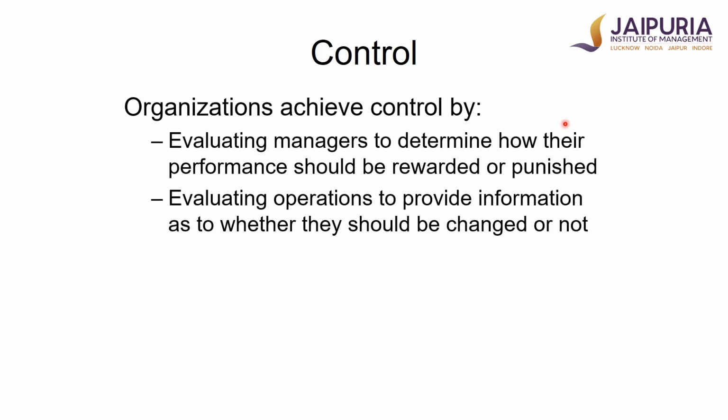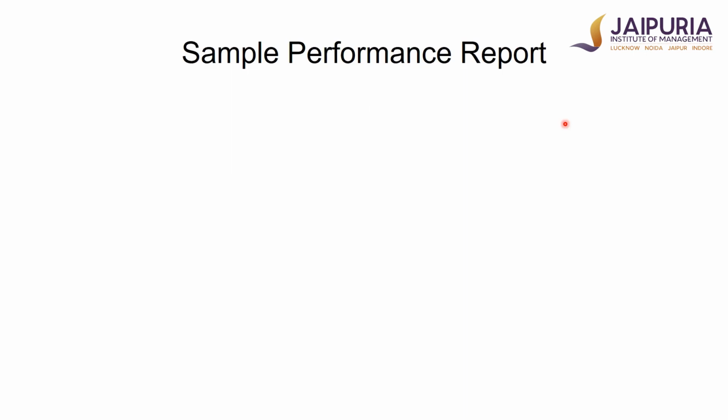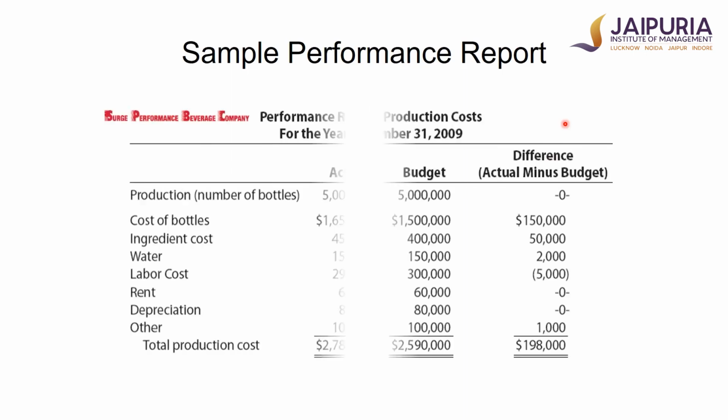An organization can achieve control if it evaluates managers to determine how their performance should be rewarded or punished, and evaluates operations to provide information as to whether they should be changed or not. So now let us see a sample performance report.